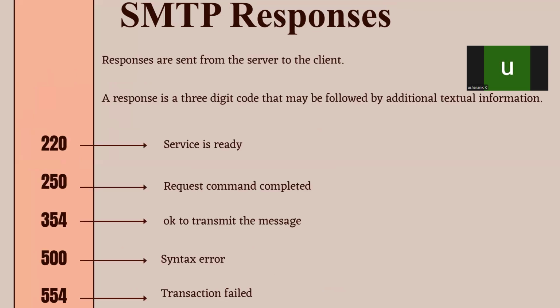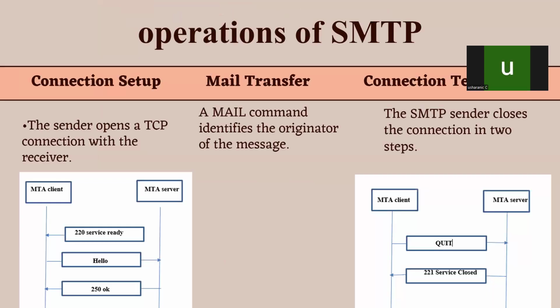These are some SMTP responses. Each is just a three-digit code that may be followed by additional textual information. 220 denotes service is ready, 250 denotes requested command is completed, 354 denotes okay to transmit the message, 500 denotes a syntax error, and 554 denotes the transaction failed. And this is the operation of SMTP.